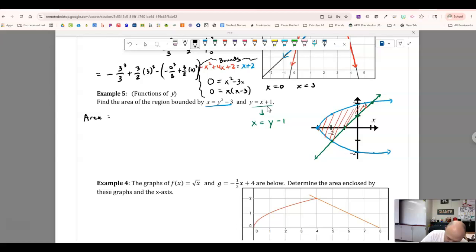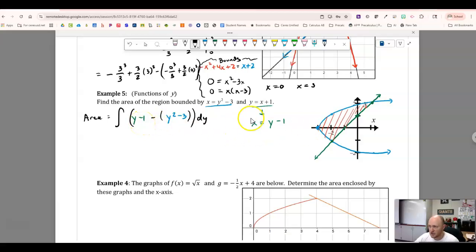So here's going to be the area. The area is going to be equal to the integral of right minus left. My right function is y minus 1. My left function is y squared minus 3, dy. And so I'll put parentheses around all of this. The thing that's missing are my bounds.